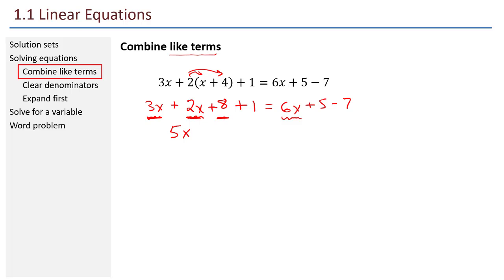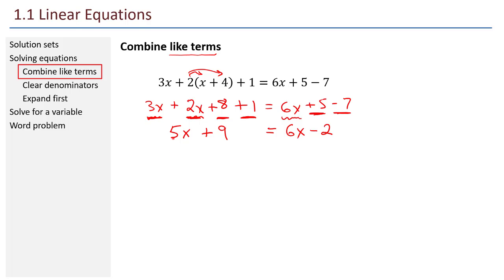Also constants, the plus 8 and the plus 1, those are like terms. So plus 8 plus 1 gives me plus 9. On the right side, I can't combine 6x with anything else at this point, so it stays 6x. But I do have a plus 5 and a minus 7. Plus 5 minus 7 is minus 2. Okay, I've combined the 2 different sides individually as much as I can.